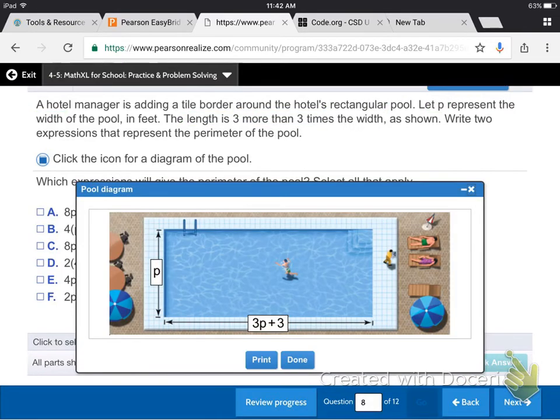Okay, well, let's look at the pool. So here we have P as the width, and we have 3P plus 3, that's 3 more than 3 times the width, as the length. All right, now the perimeter of the pool is going to be, let's think about this. Perimeter is going to be the addition of all the lengths of all the sides. And we know in a rectangle that if P is the width, then P is also the width over here, and we know if 3P plus 3 is the length below, then 3P plus 3 is the length above.